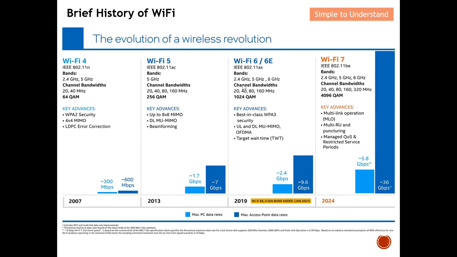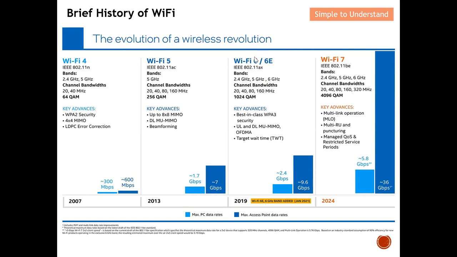So hence, you can see that the channel bandwidth doesn't really increase. To be very frank, it's because a lot of neighboring networks are transmitting, so the channel bandwidth is not able to increase anymore. And Wi-Fi 6 also supports a higher QAM, 1024 QAM. So next, why do we need to move from Wi-Fi 6 to Wi-Fi 7?